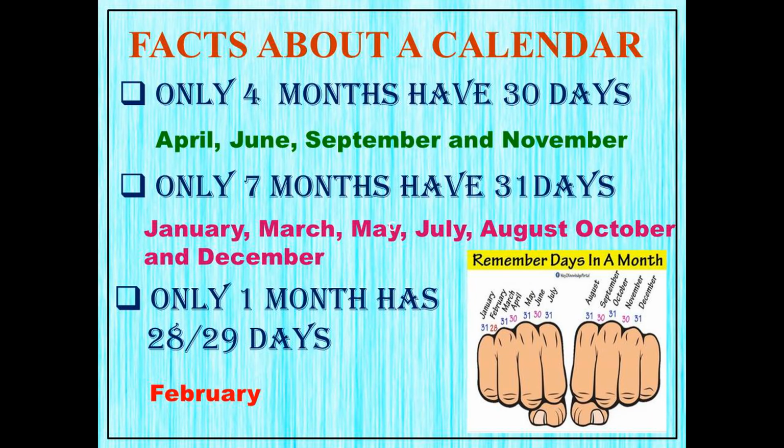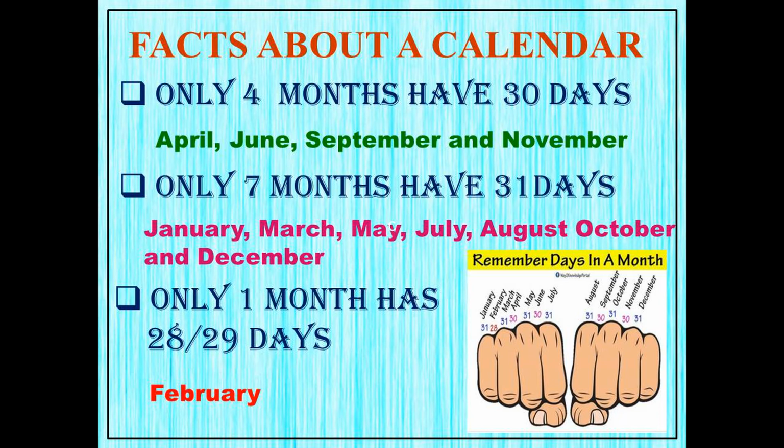Let's come to the last part of our topic, that is the facts about a calendar. So the first fact is there are only 4 months which have 30 days. And what are those months? They are April, June, September and November.